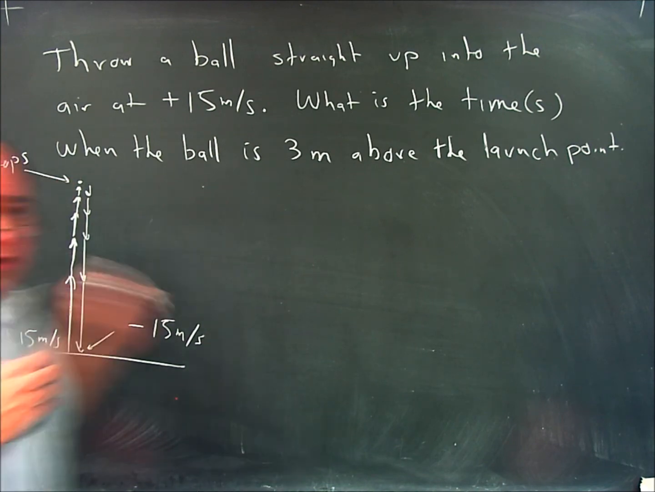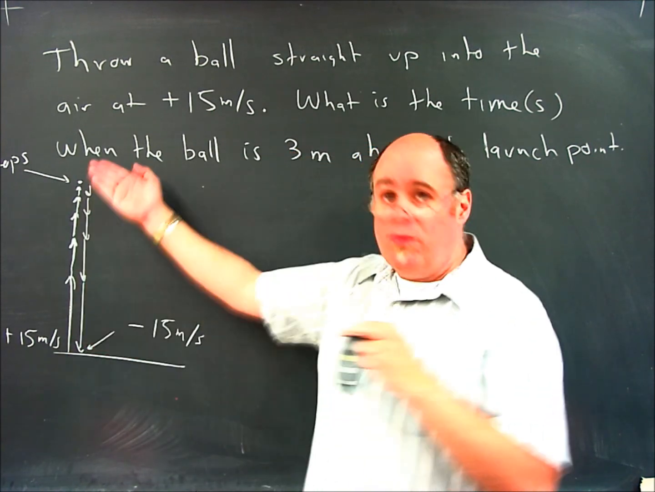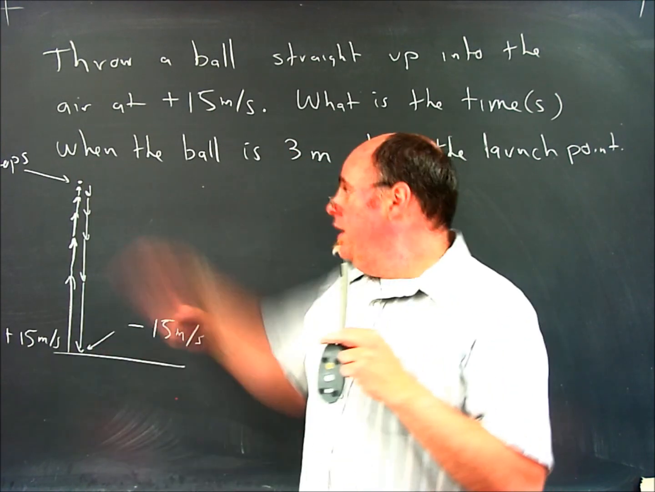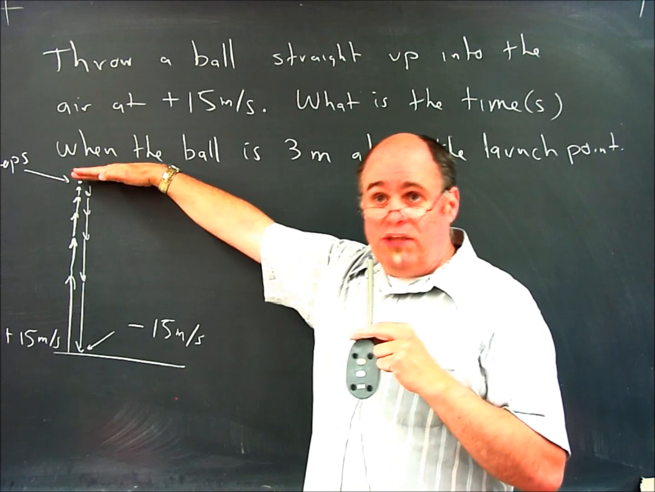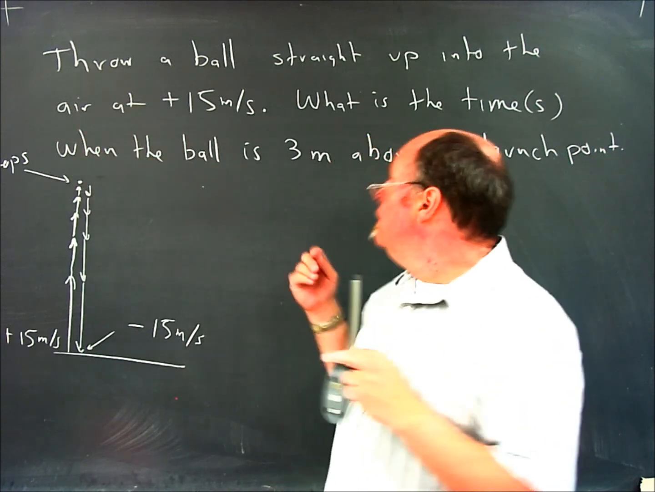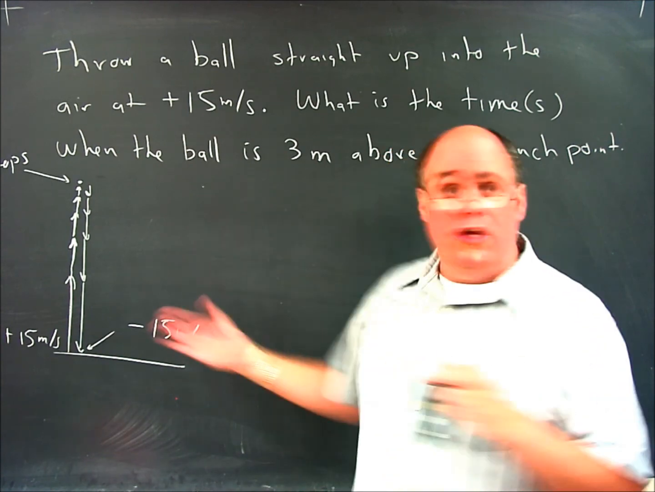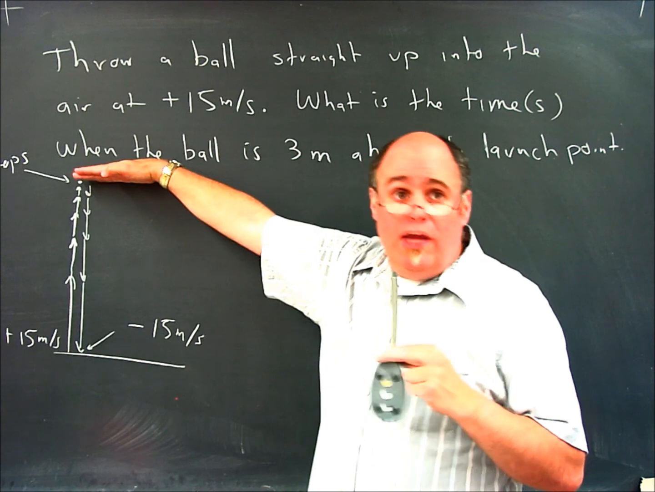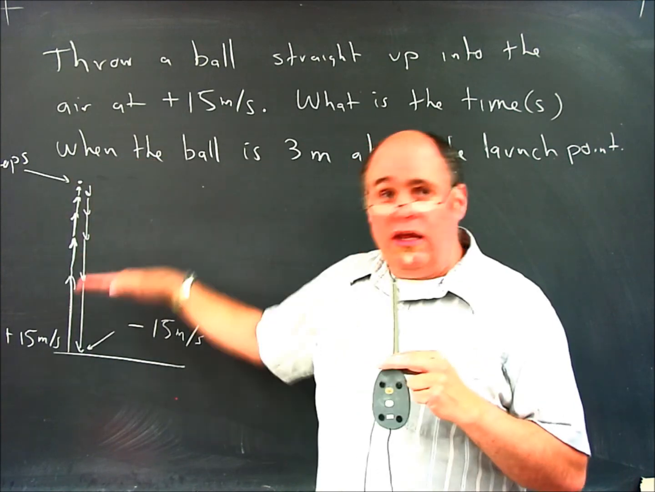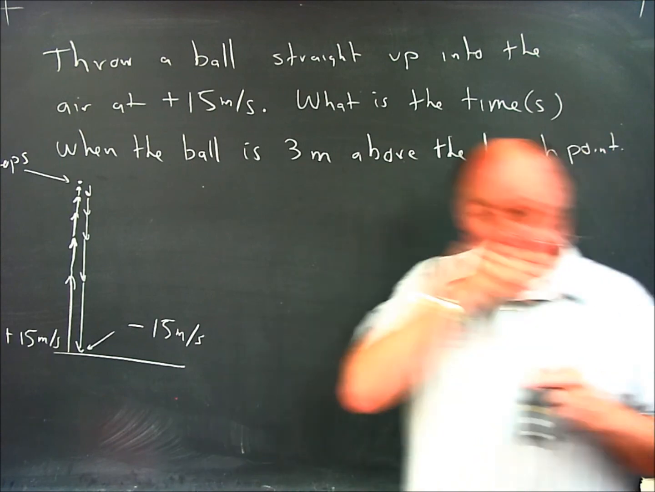I have no idea almost anything about this problem yet. I don't know how much time it was in the air for. I don't know how high up it went above its launch point. But they're asking me this. What's the time going to be when the ball is 3 meters above the ground? Since I don't even know how high it went up, it's hard for me to even draw a line saying where is 3 meters above the launch point. That makes sense.